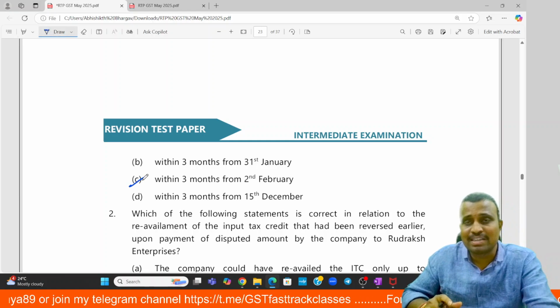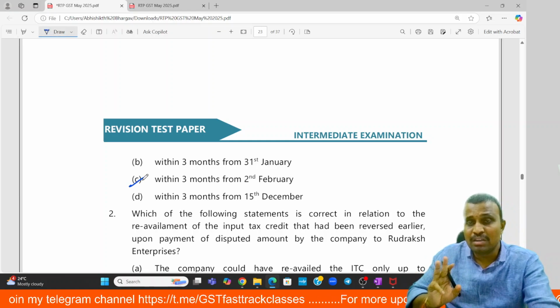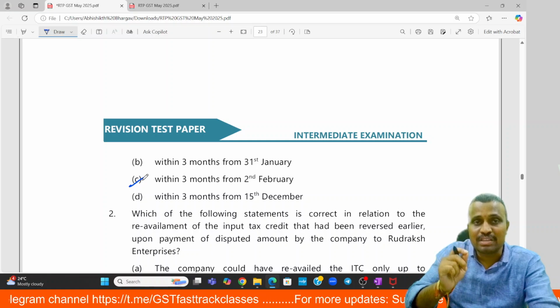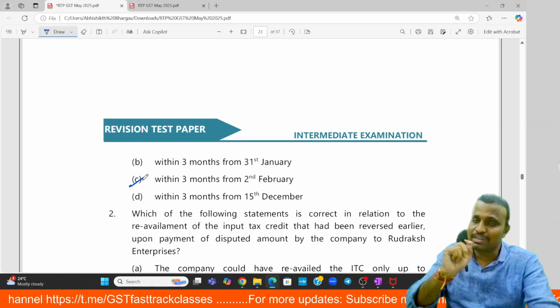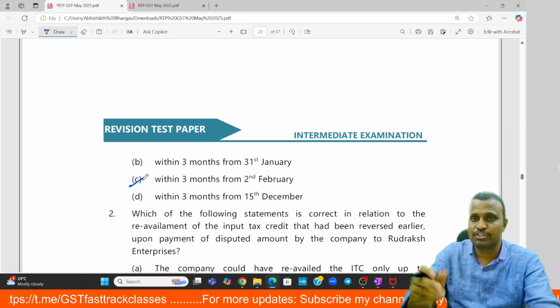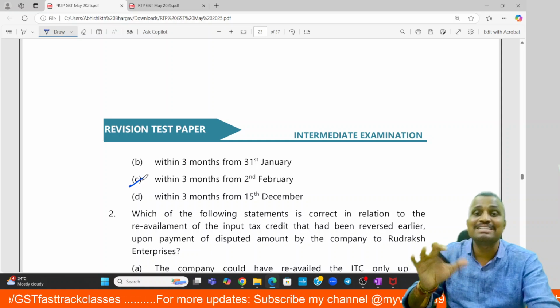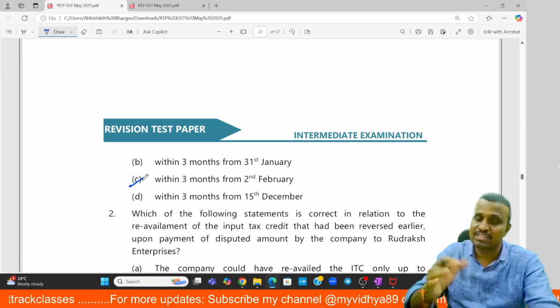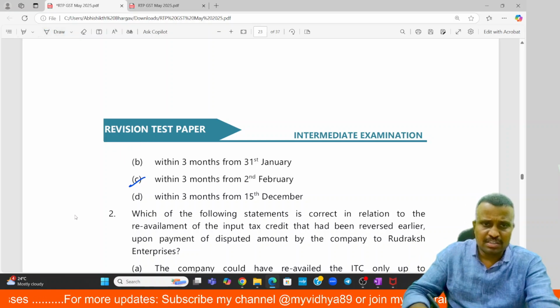So the due date for filing the final return is nothing but within 3 months from the later date of cancellation of registration or date of issue of cancellation order, whichever is later. Next, the second one.